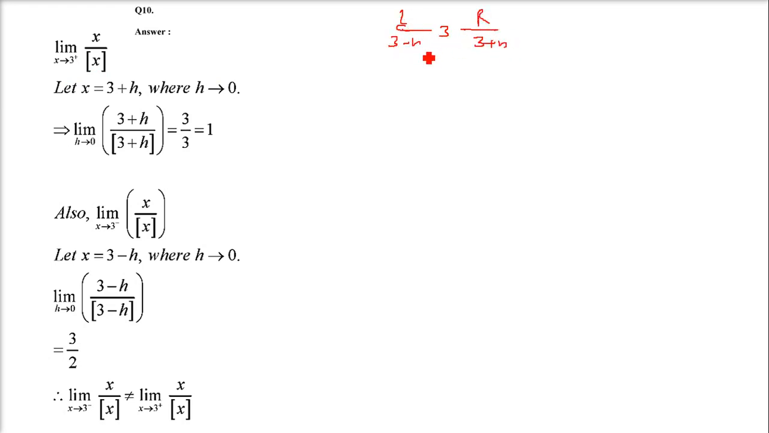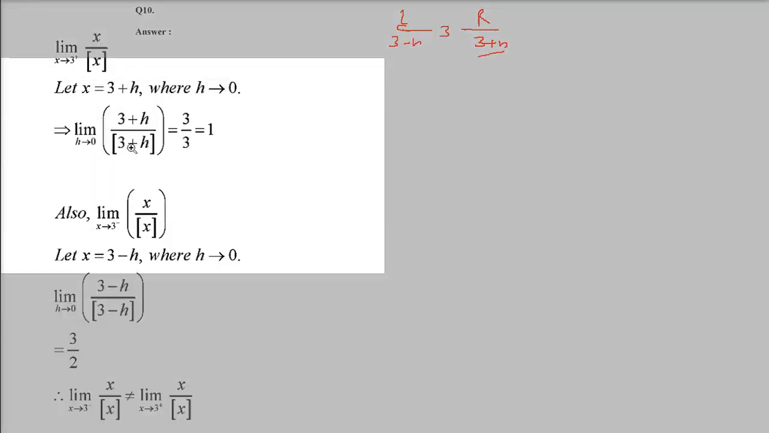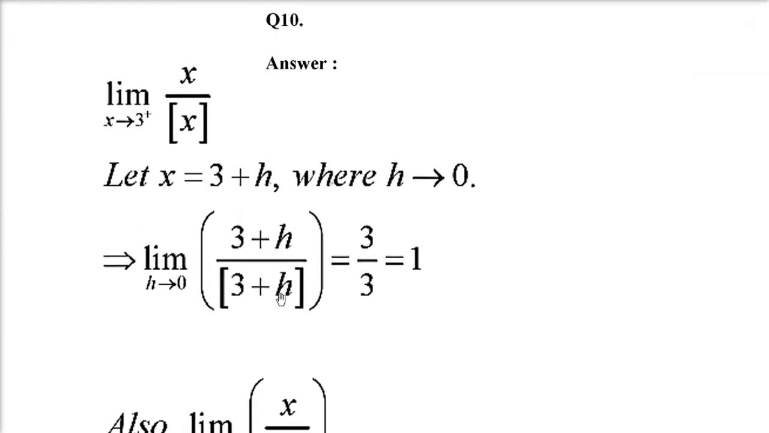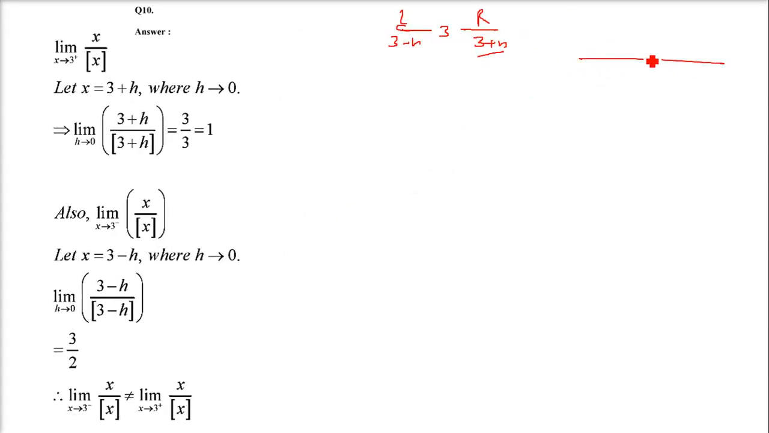So for the left hand limit and right hand limit, we have to put 3 minus h on the left and 3 plus h on the right. Let us take the right hand limit first. So x equals 3 plus h, so we have 3 plus h by the greatest integer of 3 plus h. Whatever you add to 3, the greatest integer function will always be 3, because it will always take the lower integer value. Floor, you can say floor.